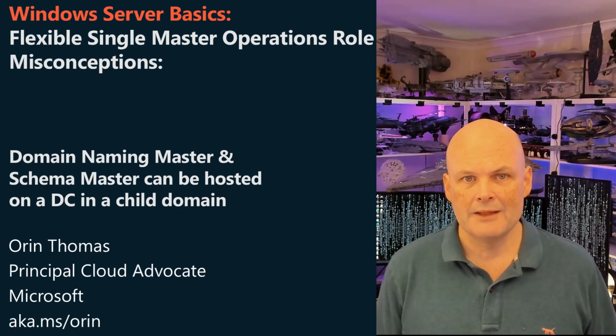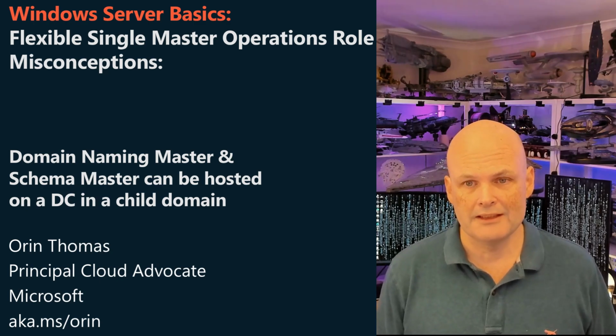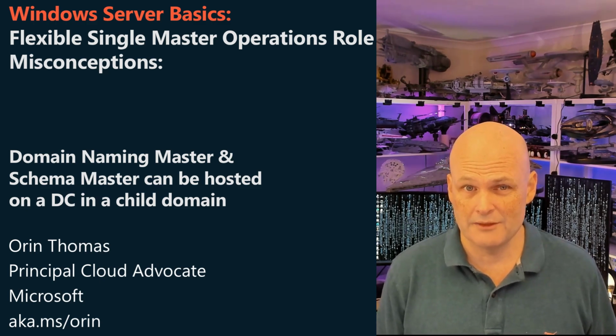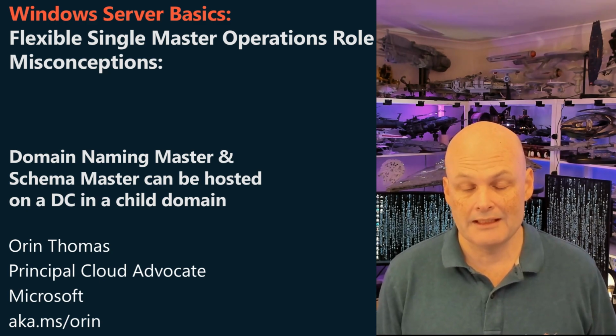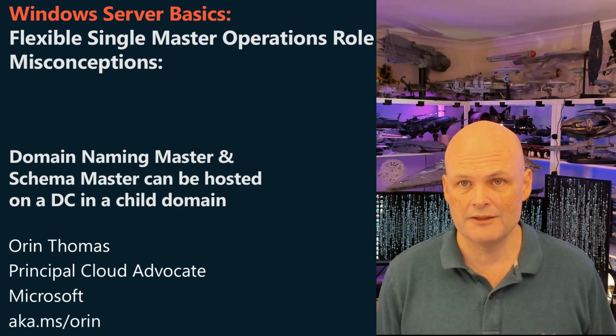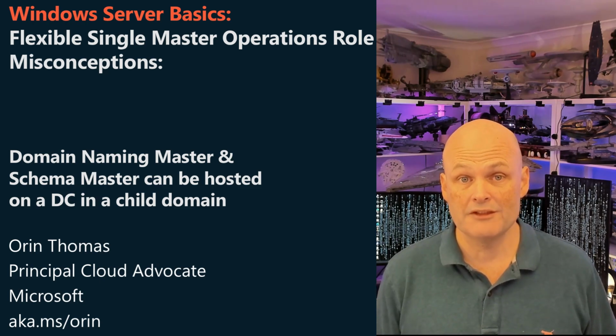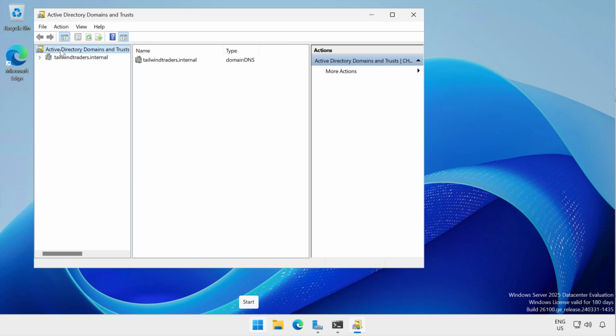There's a misconception that forest level flexible single master operations, or FSMO roles, can only be located in the forest root domain. There are two forest level FSMO roles, the Schema master and the domain naming master. So let me show you that you can transfer them to a child domain in the forest. Not that you'd necessarily want to, but I'm just showing that it's possible.